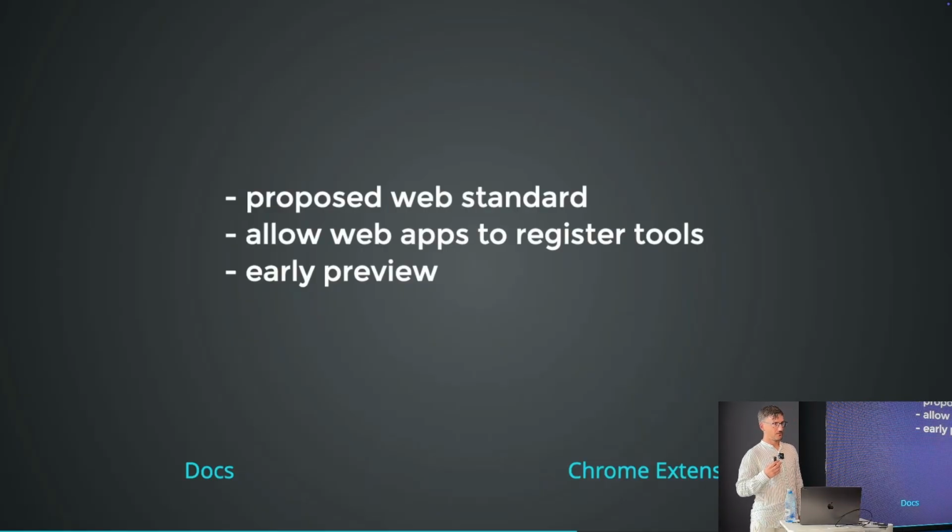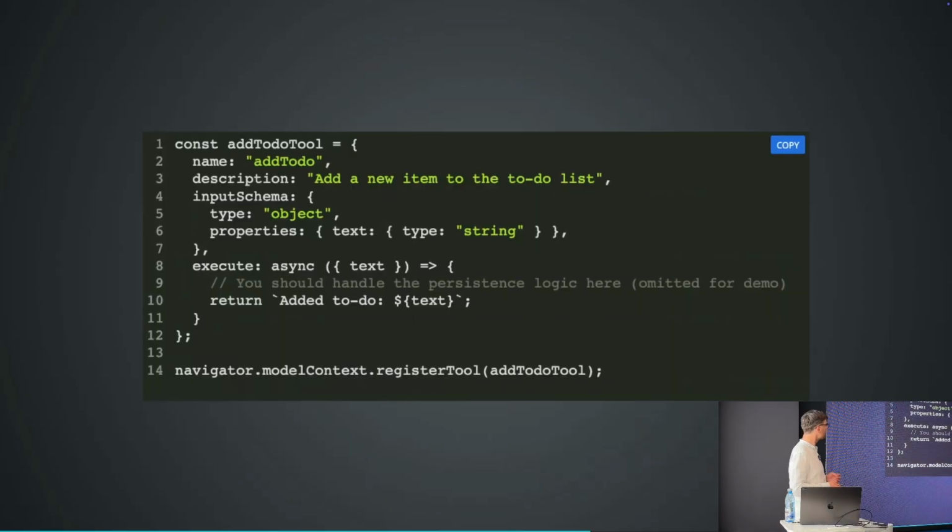And it's already in the Chrome that you have. It's just under a feature flag. So if you enable that feature flag, then you will be able to use it. And the other link is a Chrome extension that allows you to see all the registered tools and to call them and write prompts and work with them. Let's see how this looks.